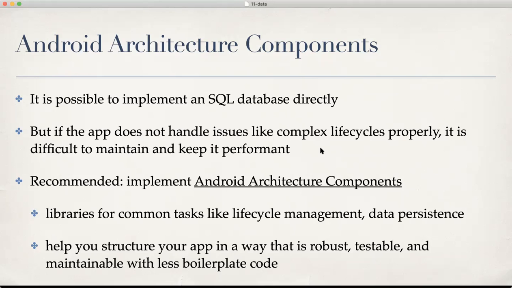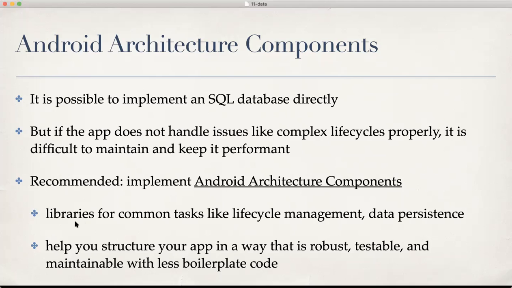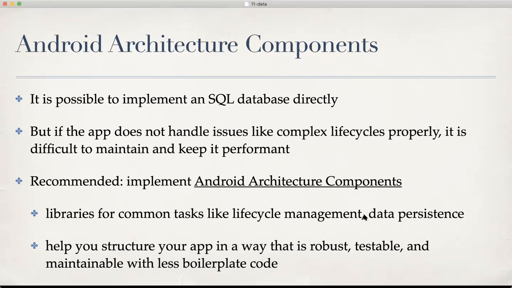So to take care of those issues, it is recommended that you implement what's called the Android architecture components, okay? So we'll learn about the Android architecture components as well in this topic. So what are they? At a very high level, they are libraries for some common tasks like lifecycle management and data persistence. You have already seen something from this part of the Android world, and that is the view model. Okay, view model is a lifecycle aware component which lives outside of the activity lifecycle and manages the data for the UI over the configuration changes, right?